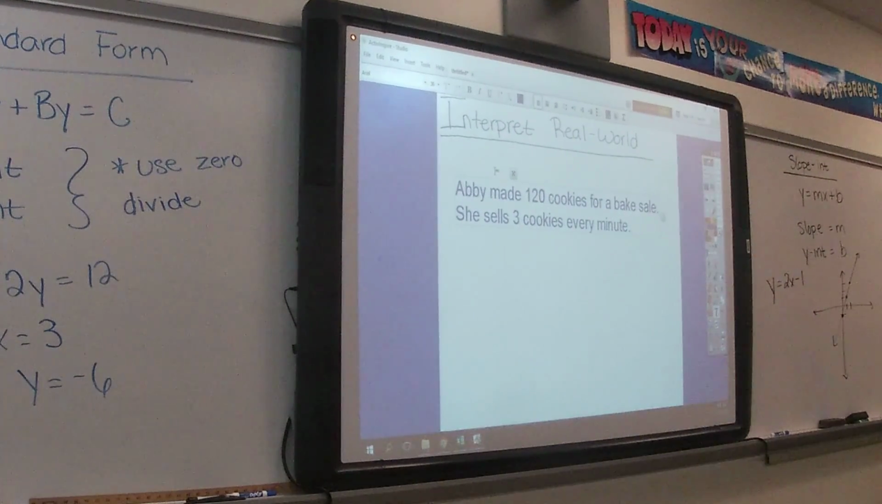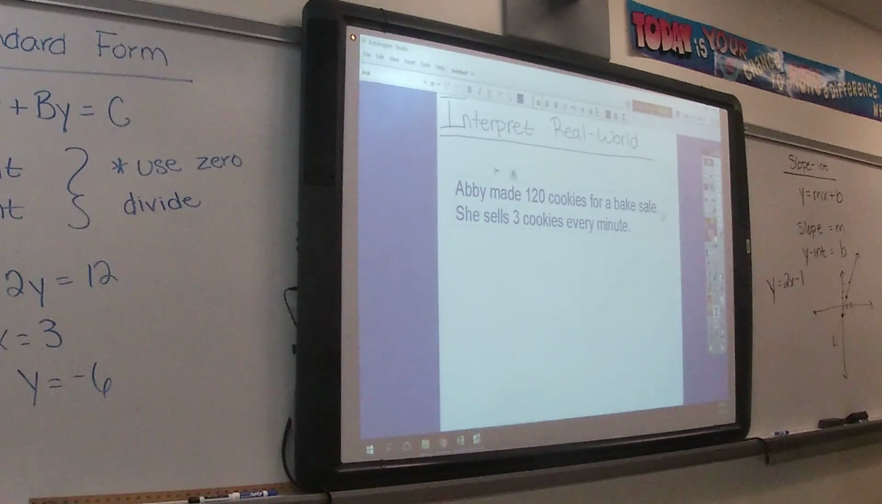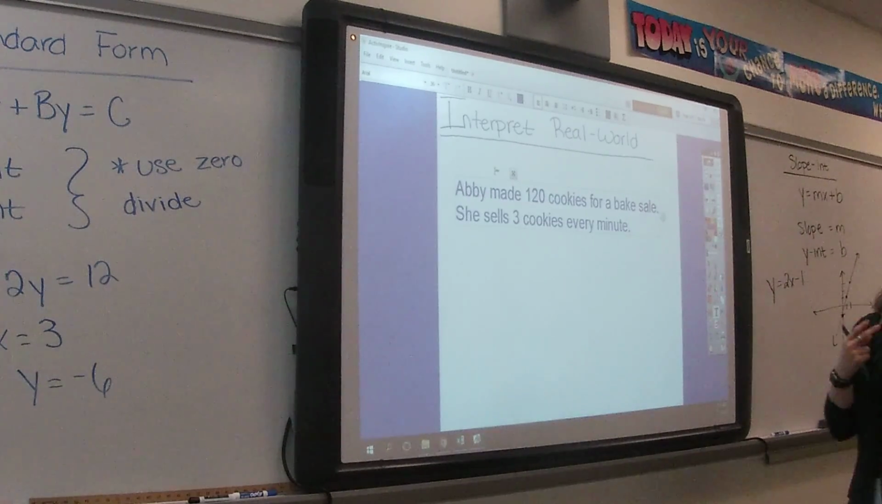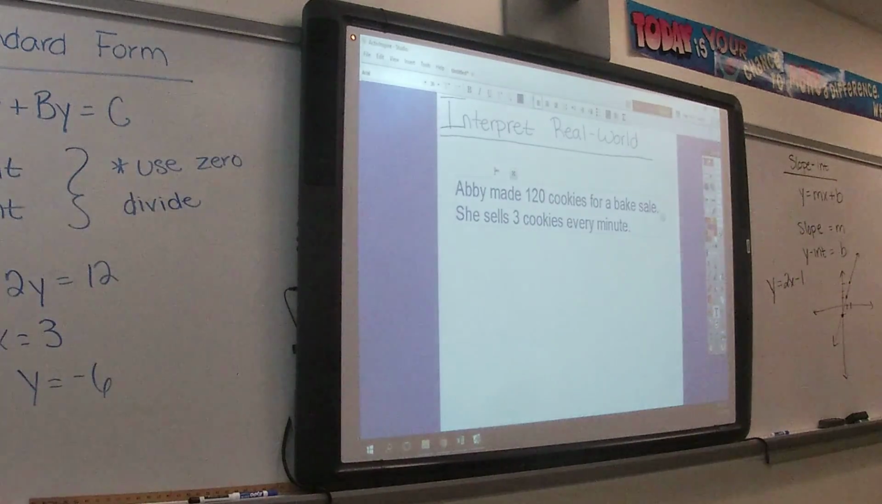Okay, we got it. So Abby made 120 cookies for a bake sale. She sells 3 cookies every minute. We want to be able to talk about this in not only all of its different forms, but also what each of those things represent. One way that we can represent a function or a linear equation is with a function rule.